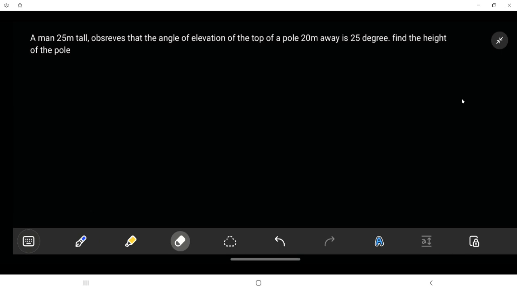Okay, it says a man 25 meters tall. Let's take this into a diagram form. Okay, let's assume this is the man. Let's make a horizontal ground, because he cannot be standing on the air. Okay, so assume this is the man here. So here is the man.